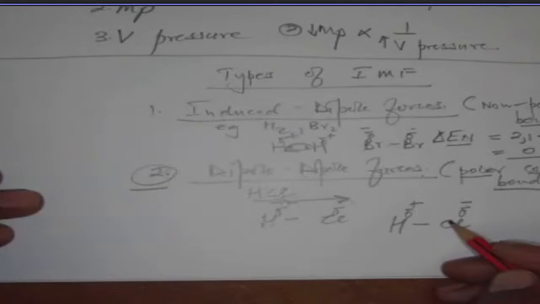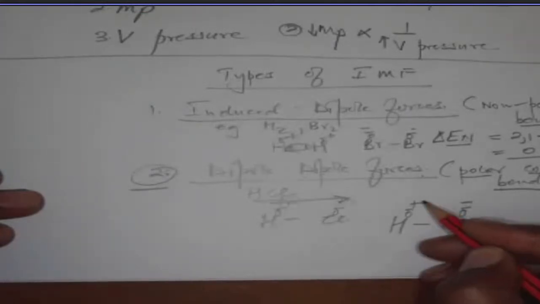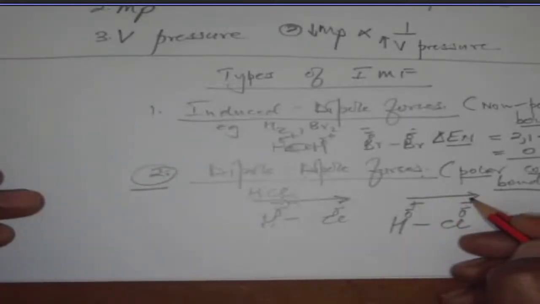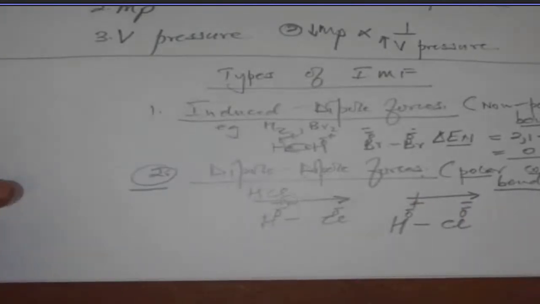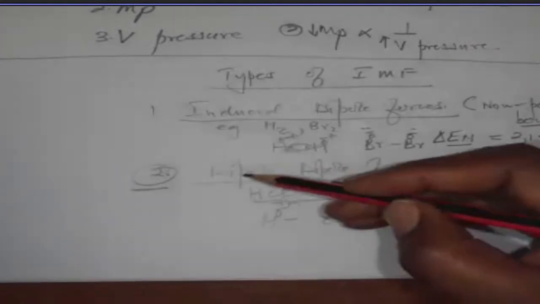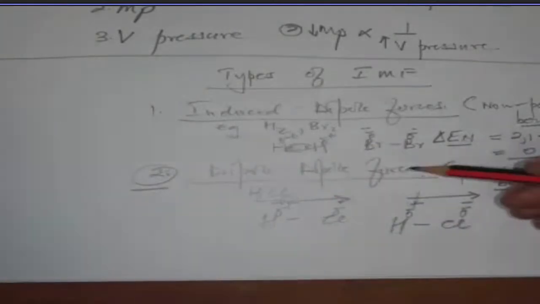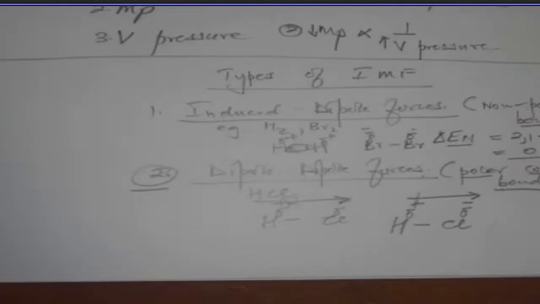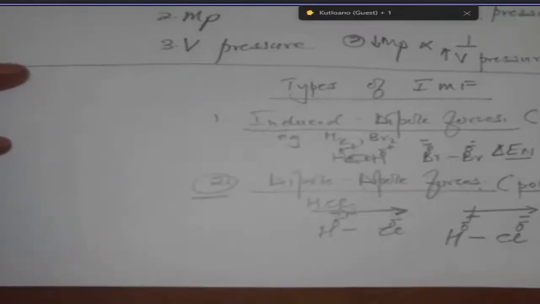So the chlorine, because its electronegativity is greater than hydrogen, is going to attract the hydrogen. So the molecule as a whole will be polar. Then you say it's the dipole forces. Now moving to the third one, hydrogen bond. The third one is hydrogen bond.